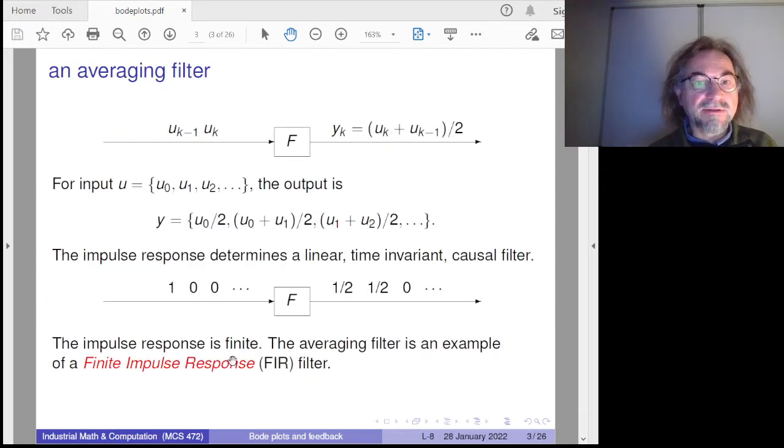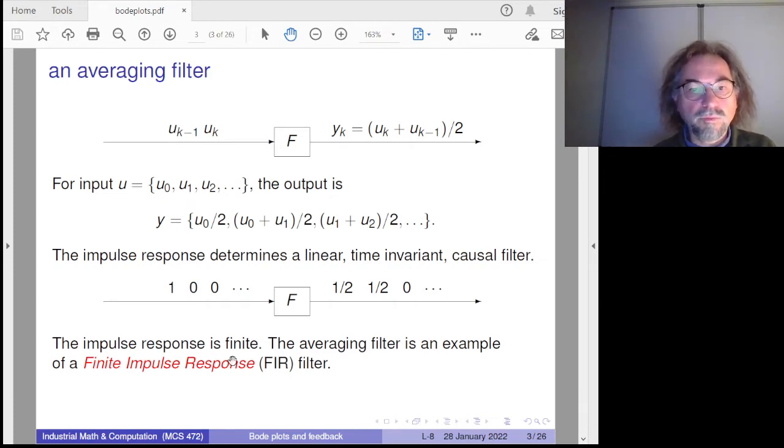So let's start with an averaging filter. So what does an averaging filter do? It takes on input a sequence of numbers, and then it adds up two consecutive numbers and averages them. So the recipe is quite simple.